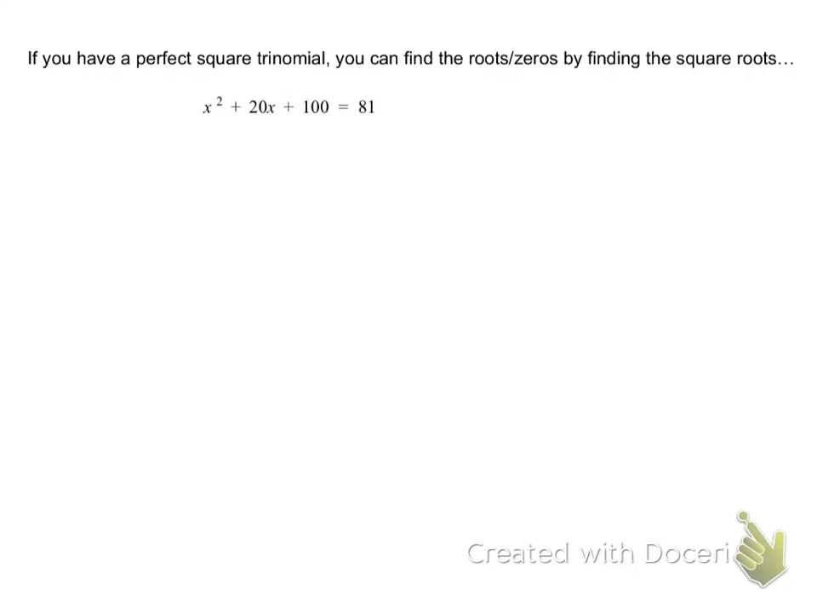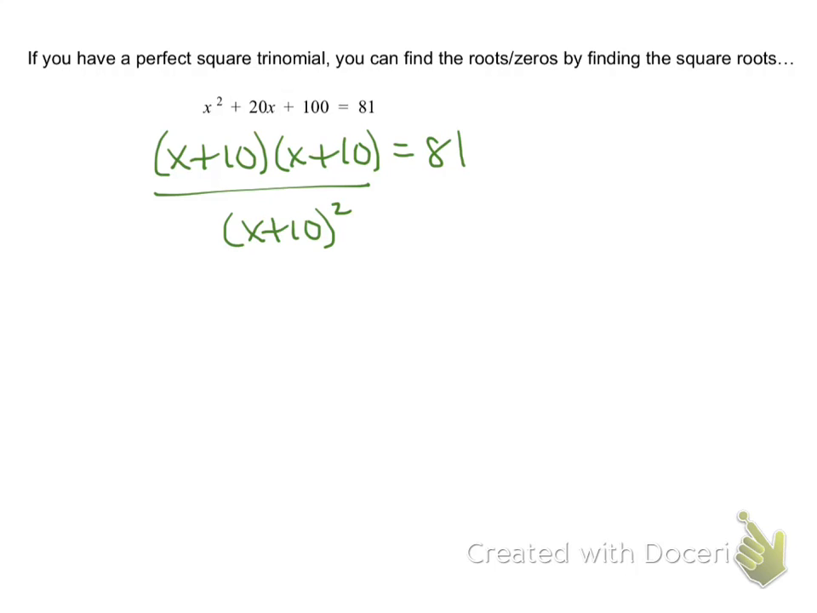So if I have this trinomial x squared plus 20x plus 100, I can factor this as x plus 10 times x plus 10. Since my factors are the same, that means it's a perfect square. I could write this as x plus 10 quantity squared, and that equals 81.